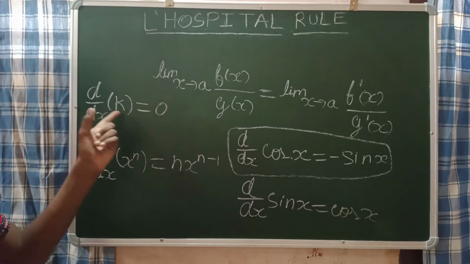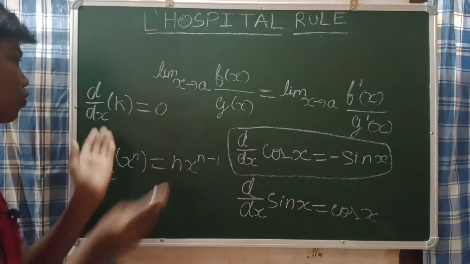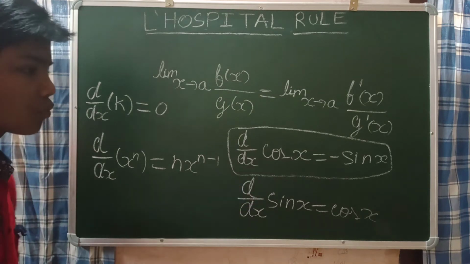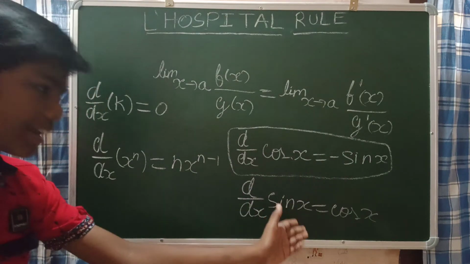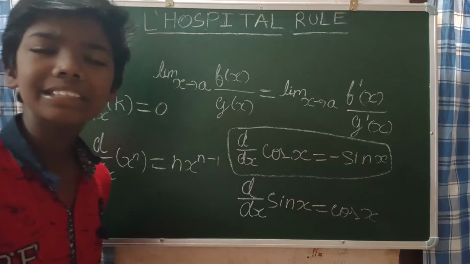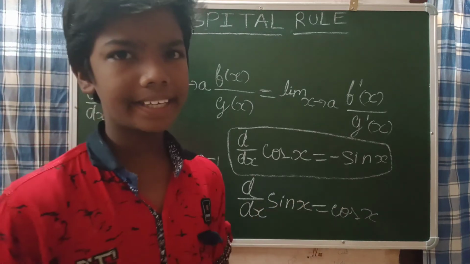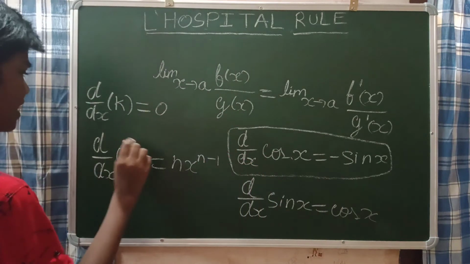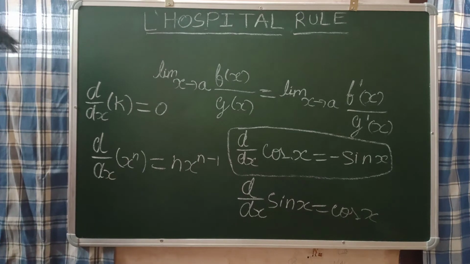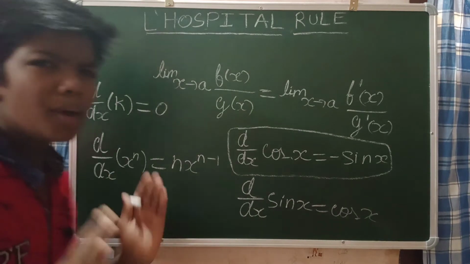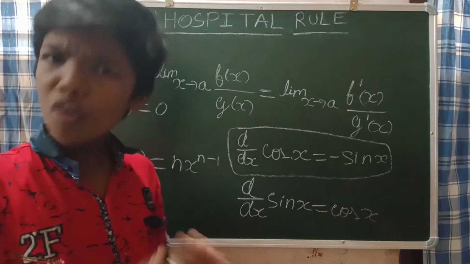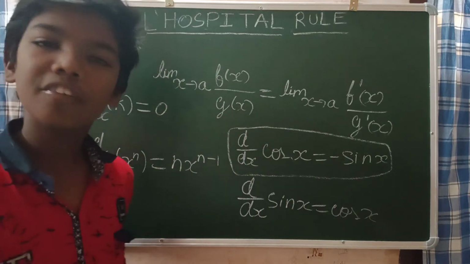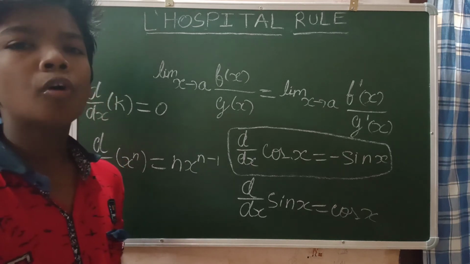That means differentiating k, the constant, d by dx of constant is 0, d by dx of x to the power of n is n x to the power of n minus 1, and d by dx of cos x is equal to minus sin x, and d by dx of sin x is equal to cos x. The main thing is, don't confuse differentiation with integration. Please be fixed that whenever differentiating, d by dx of x to the power of n is equal to n x to the power of n minus 1. Please remember that you don't need to use integration in this type of differentiation. That's all about this L'Hospital rule.